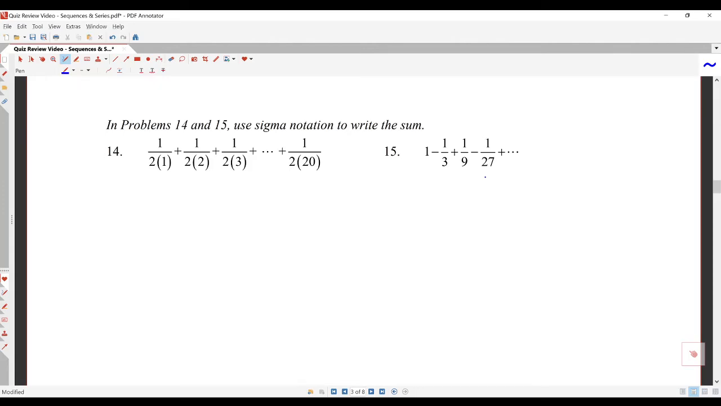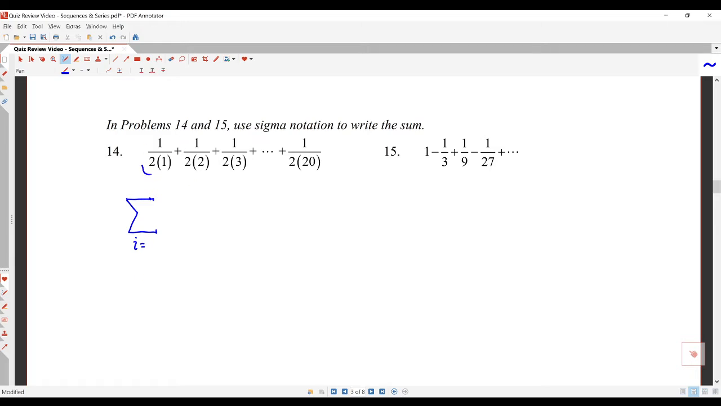All right, let's take a look at numbers 14, and we'll probably go up to 17, maybe 19 on this. Use sigma notation to write the sum. So again, all we're going to do is take our sigma. We're going to pick a variable, and I just generally stick with I. And what I want to do is this.